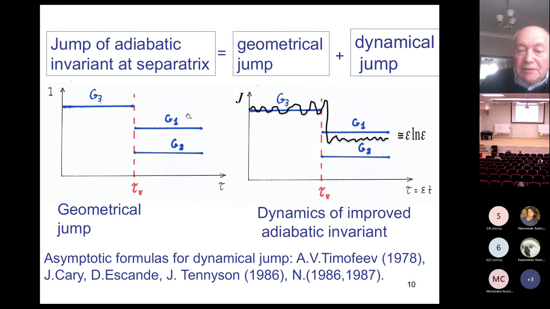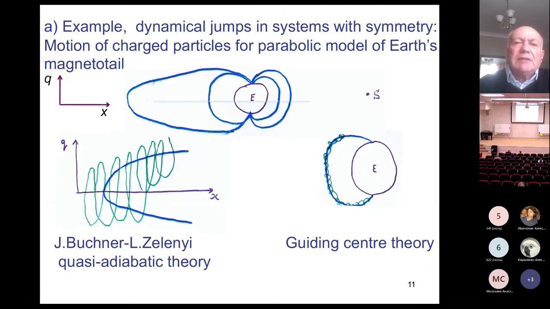I am going to illustrate this with the problem of motion of a charged particle in the parabolic magnetic field of the magnetotail of the Earth. So this is our planet, these are magnetic field lines, and this is the Sun. The most standard situation is close to the planet, where we consider the motion of a charged particle. The particle moves along a circle, the Larmor circle, but this circle moves along the magnetic field line. This motion is described by guiding center theory. This is very classical. The motion is back and forth on this line, so the magnetic field of the Earth is a giant magnetic trap for particles.